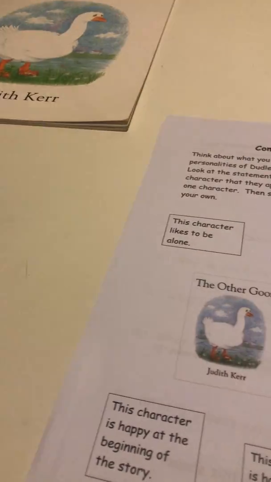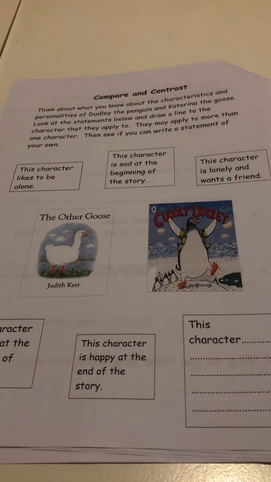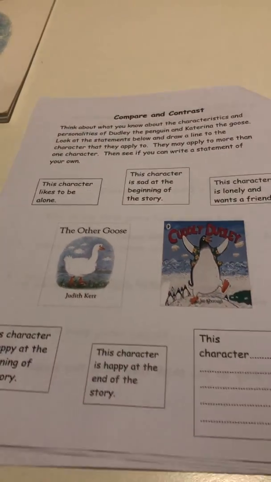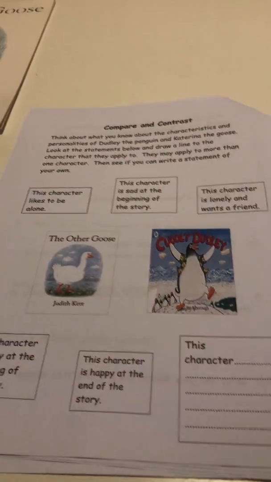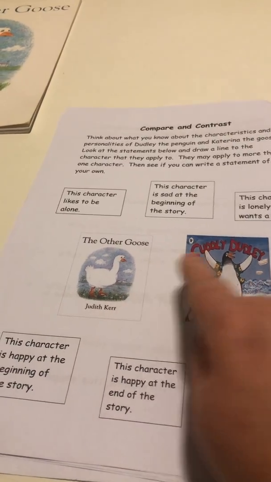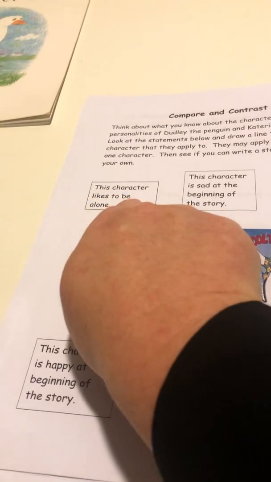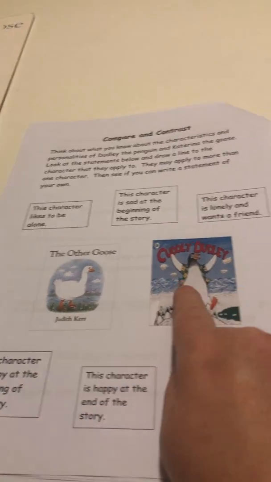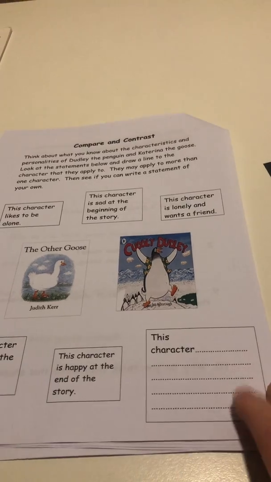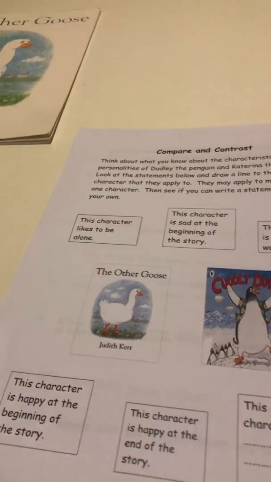So around the pictures of the two books, I have written some statements. For example, this character likes to be alone. So I'd like you to draw a line to connect which character that makes sense for. We've just read The Other Goose and we know that can't be Katerina, can we? Because she was desperate for a friend. But Cuddly Dudley, if you remember, he liked to play all by himself. So I would draw a line from this character likes to be alone to Cuddly Dudley. Now, when you've done that, I'd like you to write in a statement of your own. So see if you can think of something that applies to either that character or this one, or maybe applies to both of them. Okay.